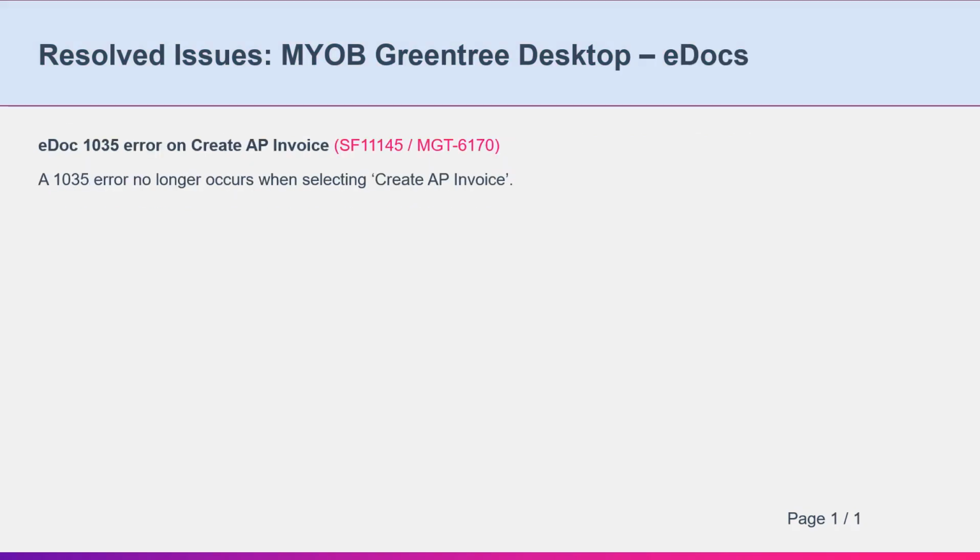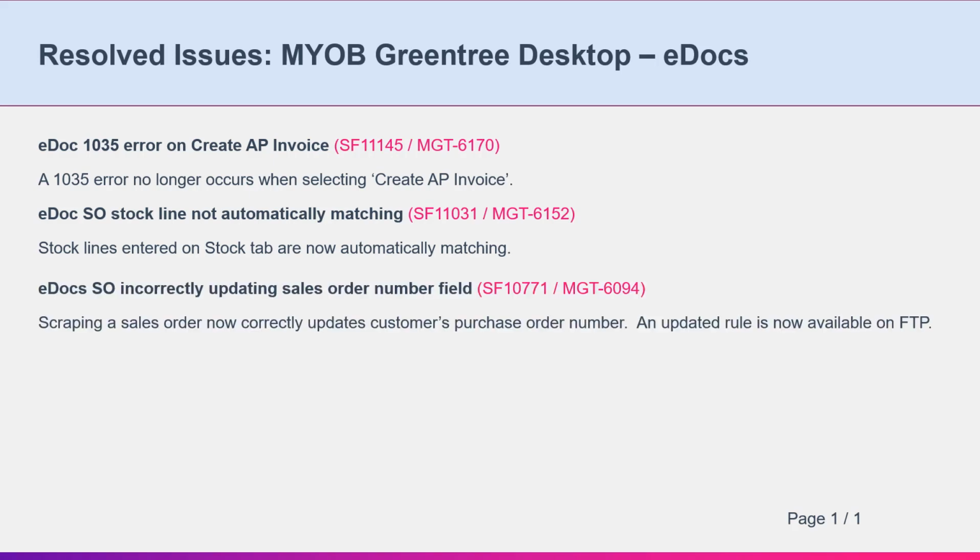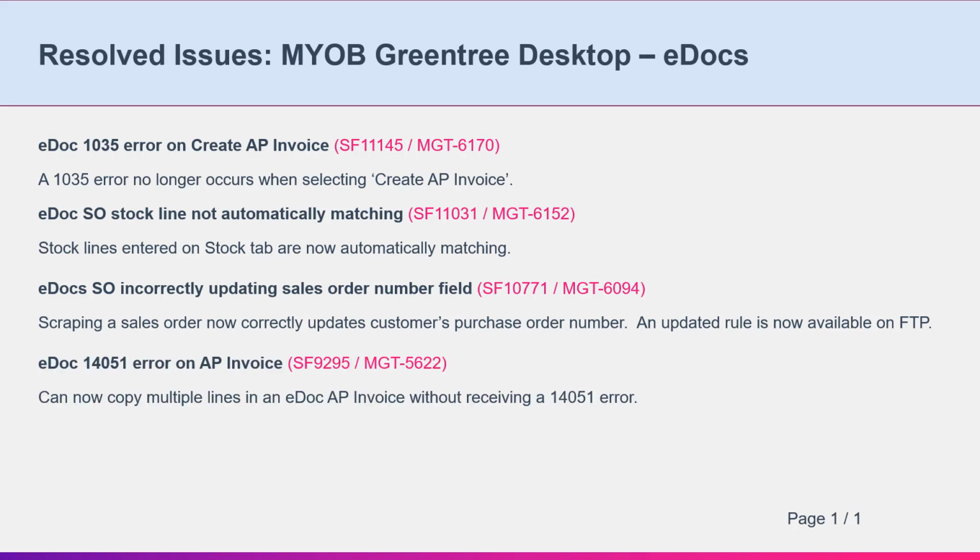Moving to eDocs, a 1035 error no longer occurs when selecting Create AP Invoice. Stock lines entered on stock tabs are now automatically matching. Scraping a sales order now correctly updates customer's purchase order number. An updated rule is now available on FTP for this. You can now copy multiple lines in an eDoc AP invoice without receiving a 14051 error.